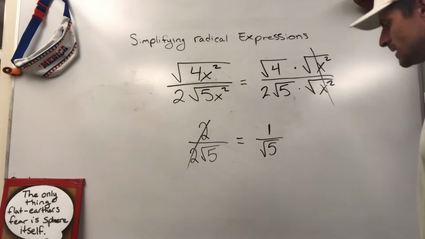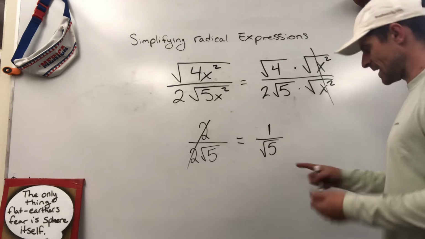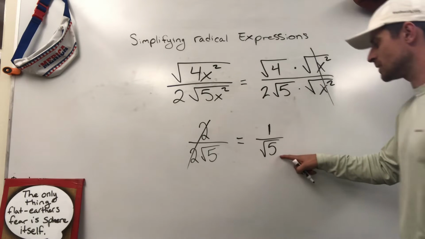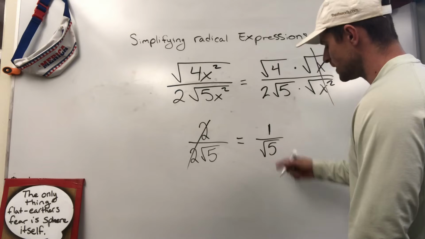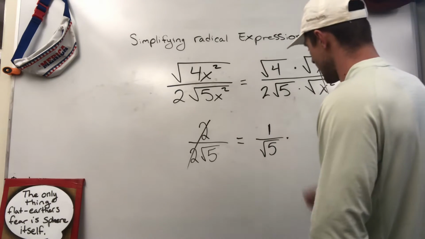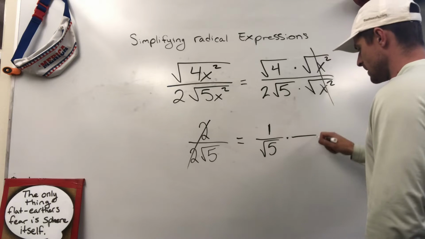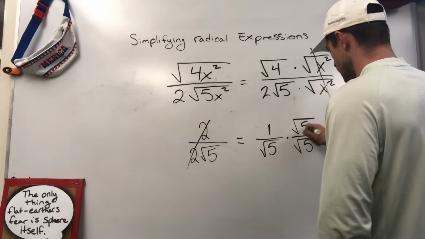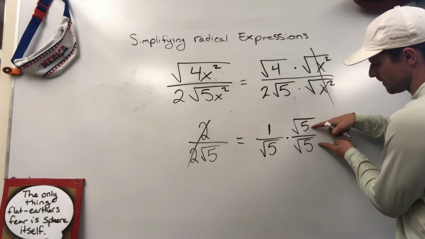Now, there is a thing that we need to understand about algebra. You cannot have a radical down here in your denominator. So what we need to do is get rid of it down here and push it up there. How do you do that? We're going to multiply everything by the value of 1. But we're going to write the value of 1 in a special way.